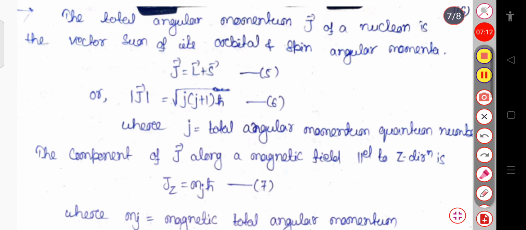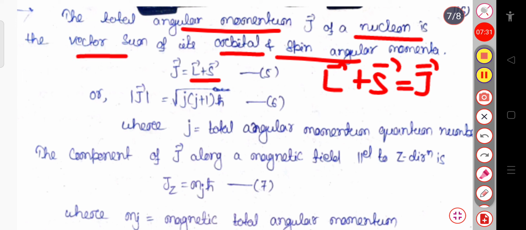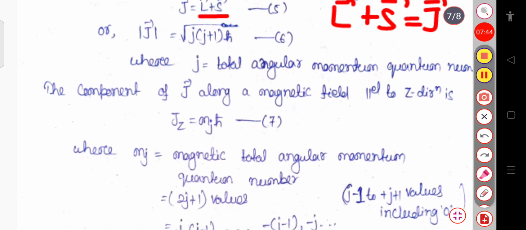Now if you add vectorially the orbital angular momentum with the spin angular momentum, you will get the total angular momentum, that is J. So the total angular momentum J vector of a nucleon is the vector sum of the orbital and the spin angular momenta. Okay, momenta is the plural form of momentum. So this is the summation of these two. The magnitude of J, the total angular momentum, we can represent as root over j into (j plus 1) times h cut.